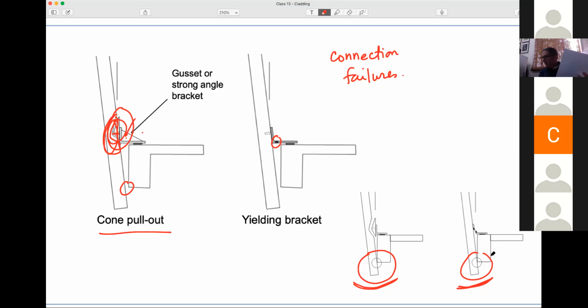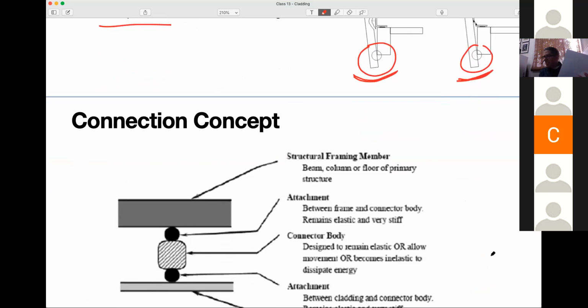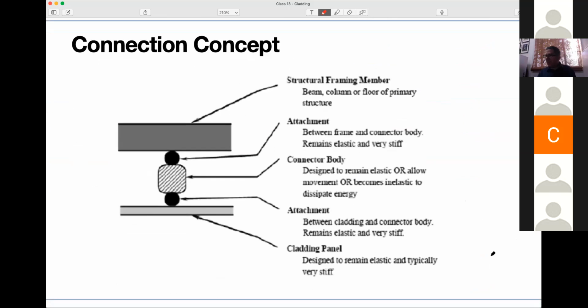So the concept here is, now we of course have a structural framing member.